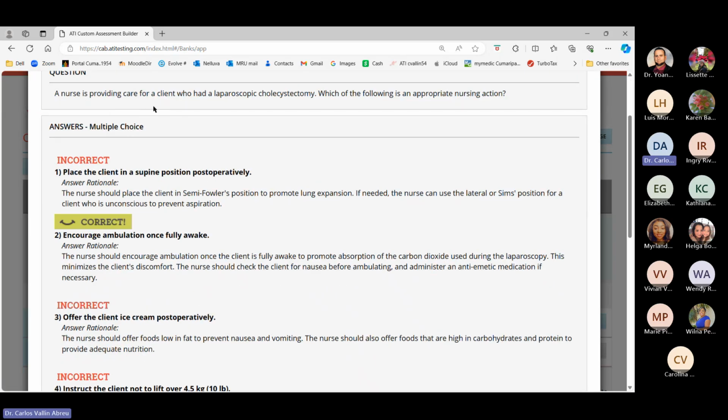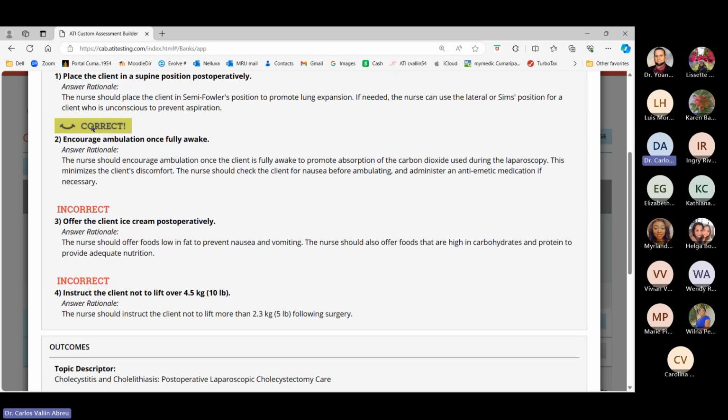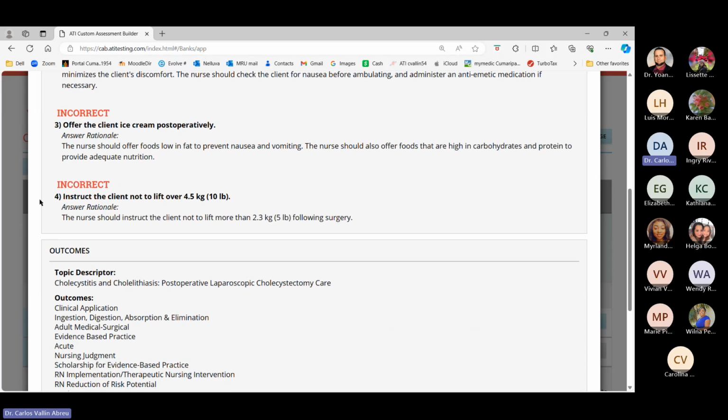A nurse is providing care for a client who had a laparoscopic cholecystectomy. This is the one that has three little holes in the abdomen. Which of the following is an appropriate nursing action? Place the client in a supine position post-operative? No, semi-Fowler. Yes, ambulation is important after laparoscopy to promote the reabsorption of the carbon dioxide that is insufflated in the abdomen. Offer the client ice cream? No, this is for tonsillectomy.